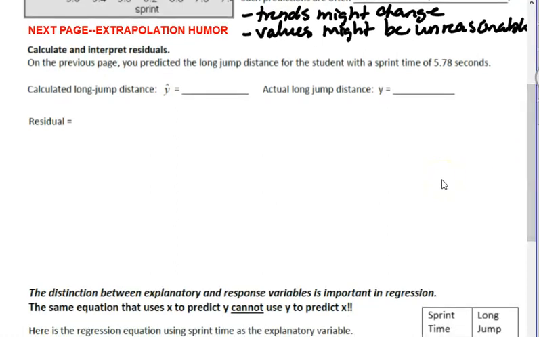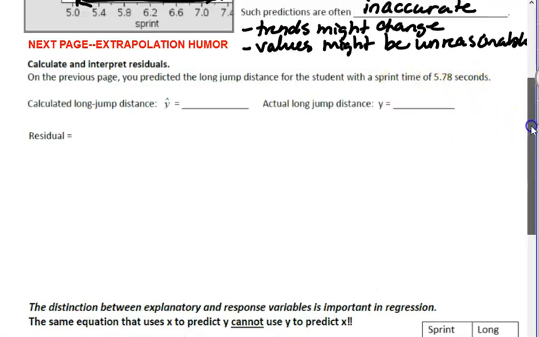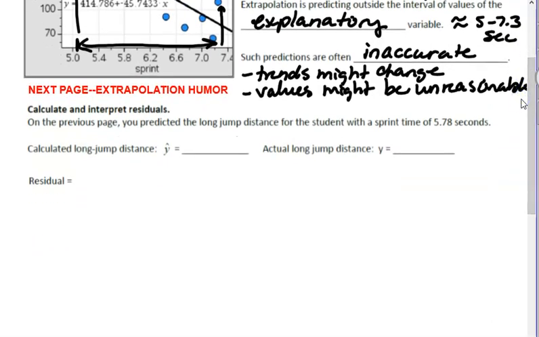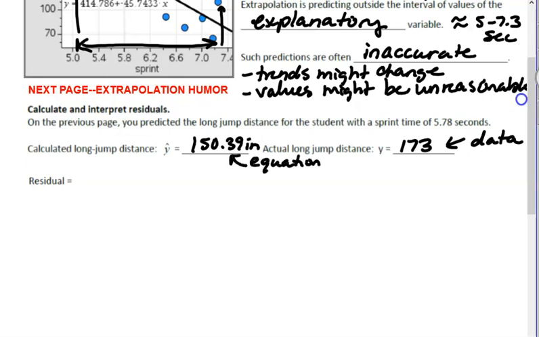Okay. So let's talk about residuals. If we go back to the person that had the long jump time of 5.78 seconds, their calculated long jump distance from the previous page was 150.39 inches. And their actual long jump distance was 173. So this is from the data and this is from the equation. So we predict with our equation, but the data actually told me how much that person really jumped.